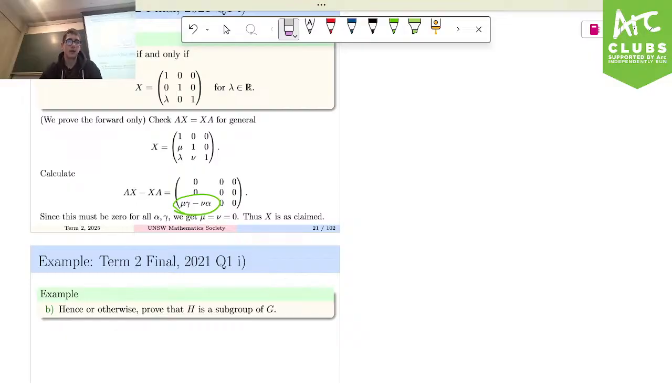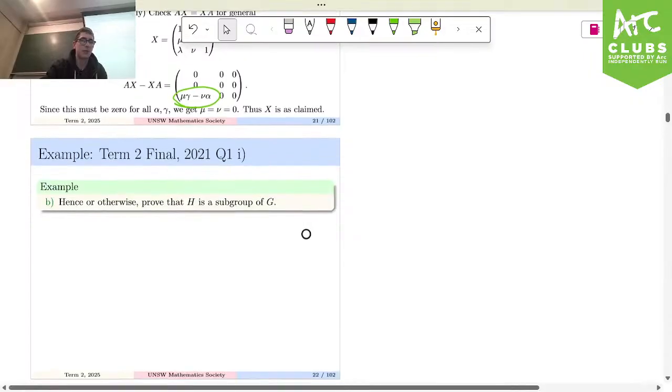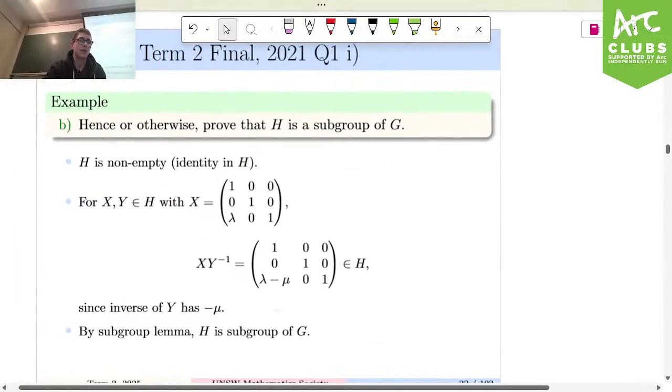From there, we also want to verify, by the subgroup lemma, we can just be more efficient here, that we want closure under our matrix multiplication operation. So we want to show that if we take two elements like this, then we remain within the group. And we also want to show that the inverses also remain in the group. So I'll just briefly walk you through what I had written up here in regards to how we do that.